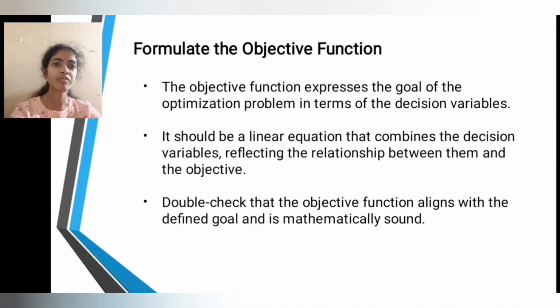Formulate the objective function. The objective function expresses the goal of the optimization problem in terms of the decision variables. It should be a linear equation that combines the decision variables, reflecting the relationship between them and the objective. Double check that the objective function aligns with the defined goal and is mathematically sound.